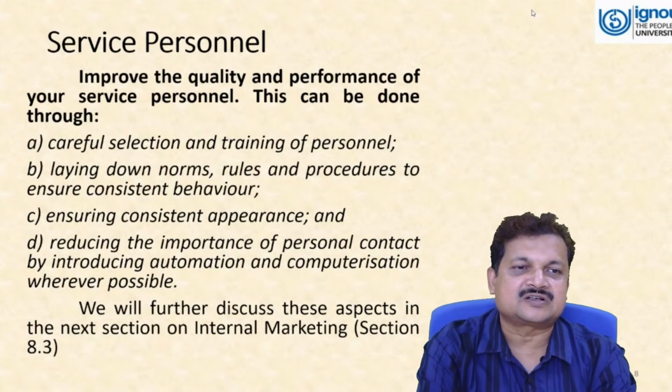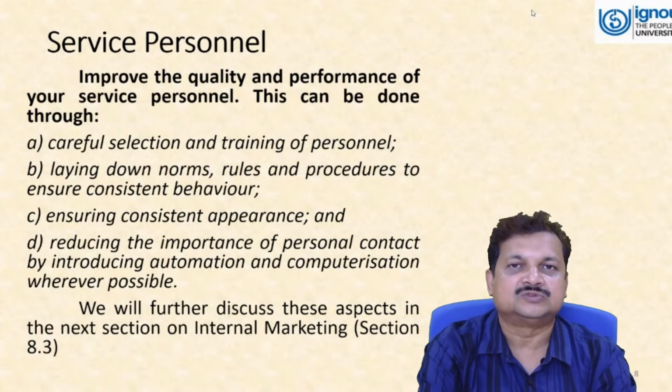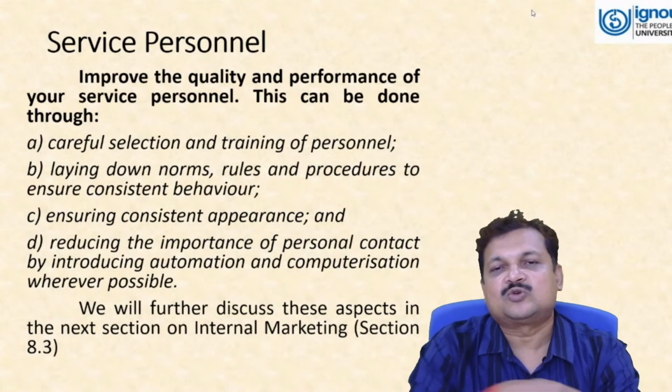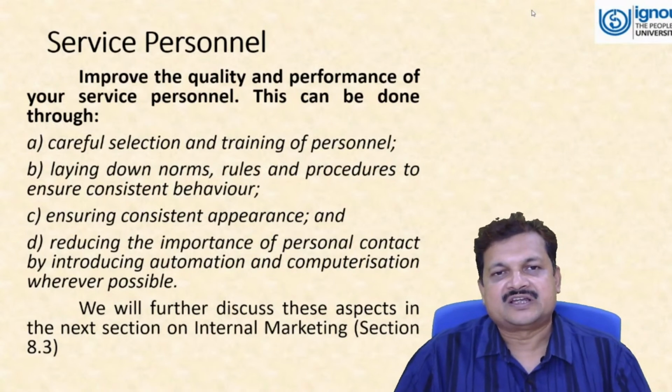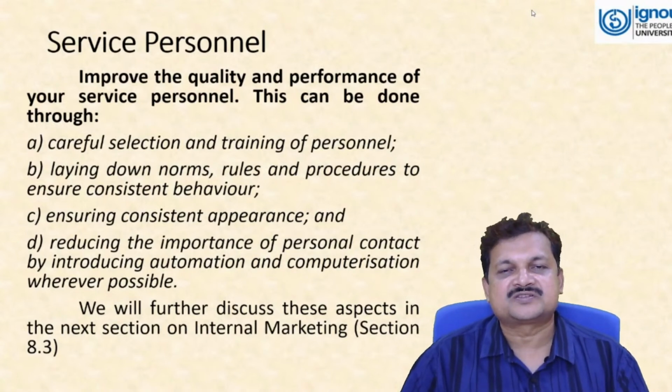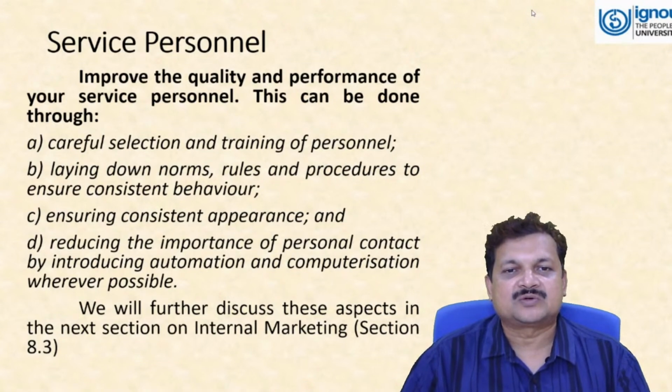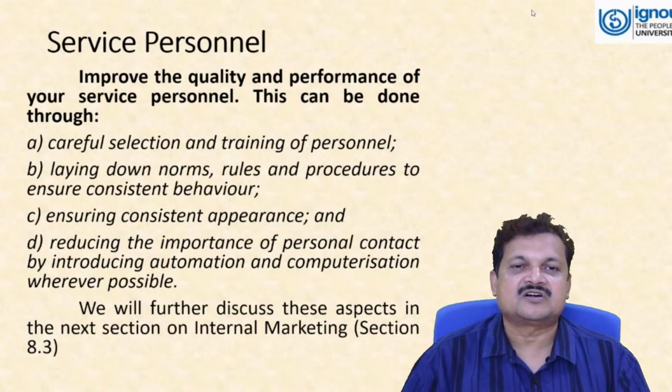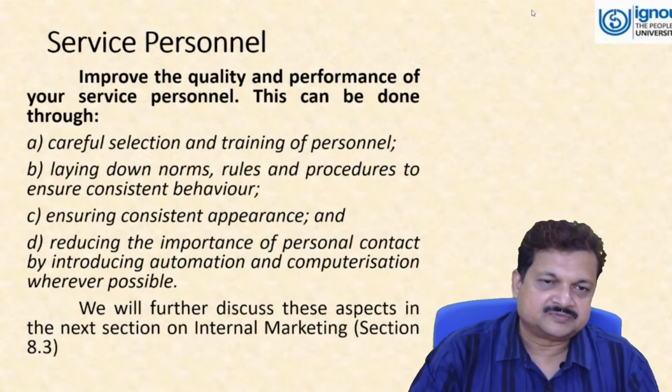Reducing the importance of personal contact may introduce automation and computerization wherever possible. Sometimes the product is so good that you do not require services from the company, or automation and computerization is there, so a lot of problems can be solved automatically. You can get information, for example, on how to install a particular software. You just go through and follow the rules, then you can understand it and be happy. So it is not essential that people are involved; automation can do the work of people.